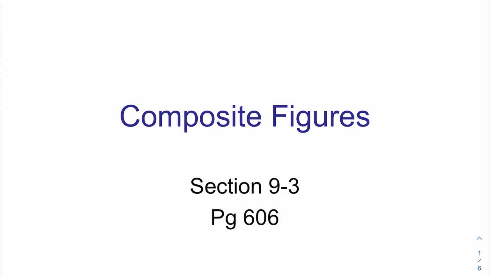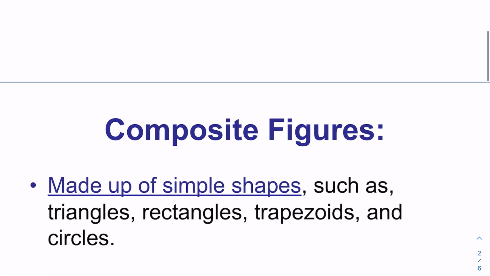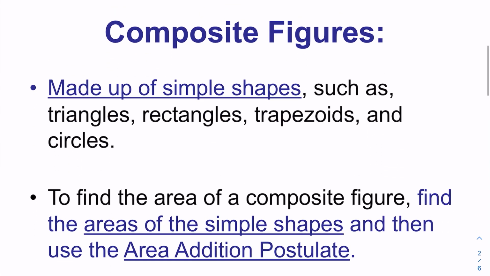All right, composite figures. In fact, the area of composite figures. Since we're talking about area of 2D shapes, the last bit of area that we're going to need to talk about is composite figures. And the question is, what are composite figures? Well, composite figures are one big figure made up of simple shapes, such as triangles, rectangles, trapezoids, and circles.